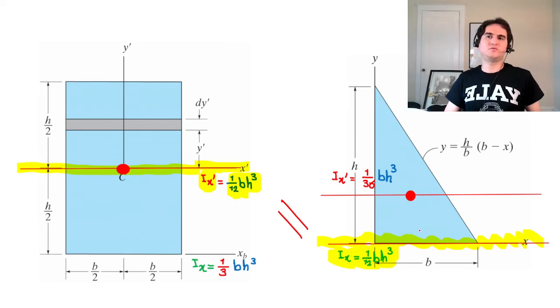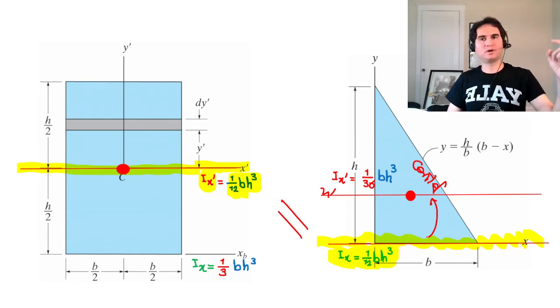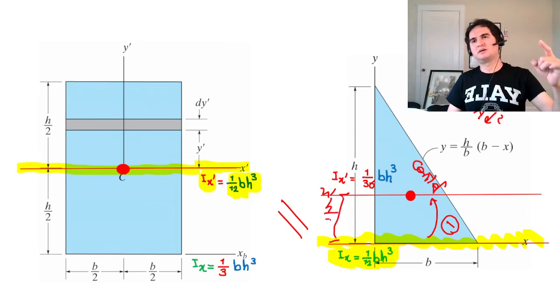It just says if you want to go from any other axis to the center, by center I mean centroid, you need to say if this is x prime, Ix prime is Ix, I'm going home, or I'm coming back to home. I'm going home, so that's a negative, minus A d squared. The centroid of a triangle is h over 3. So if this is h, that's h over 3, and our area. So let's see how that works.